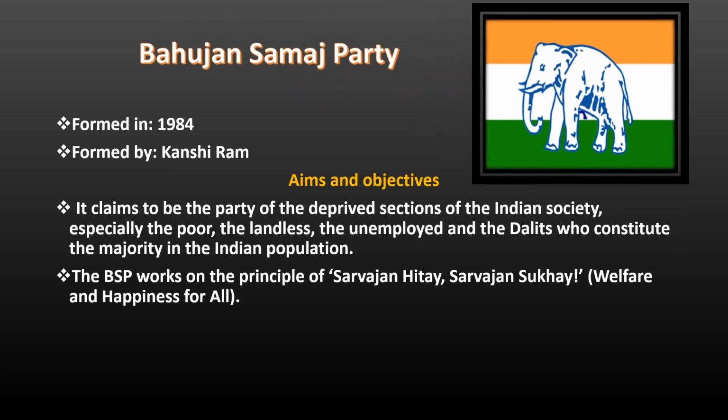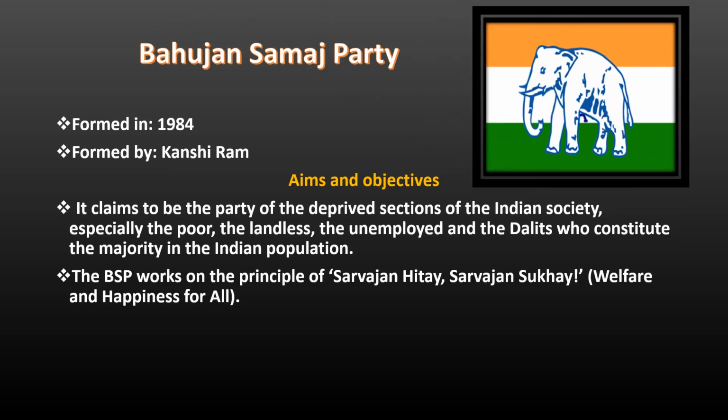Bahujan Samaj Party. It was formed in 1984 and founded by Kanshi Ram. It claims to be the party of the deprived sections of Indian society, especially the poor, the landless, the unemployed, and the Dalits, who constitute the majority in the Indian population. The Bahujan Samaj Party works on the principle of Sarvajan Hitay, Sarvajan Sukhay, meaning welfare and happiness for all.